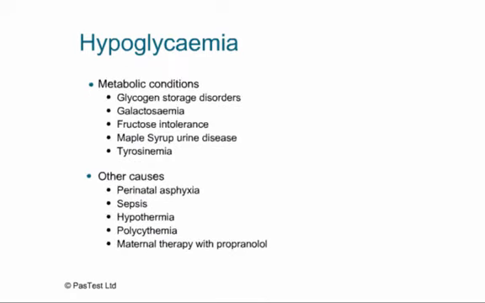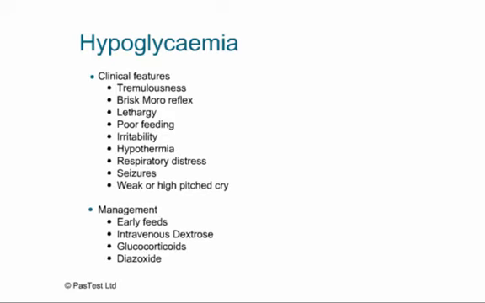Coming to the more rare causes, metabolic conditions that cause hypoglycemia are less common. Grouped under this category would be glycogen storage disorders, galactosemia, and disorders of amino acid metabolism. Finally, other causes of hypoglycemia include perinatal asphyxia, sepsis, hypothermia, polycythemia, and the maternal use of propranolol antenatally. This slide gives a list of the common clinical features associated with hypoglycemia.